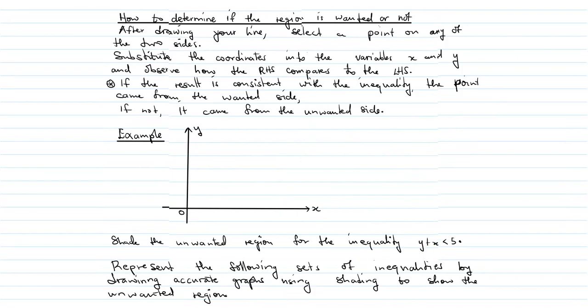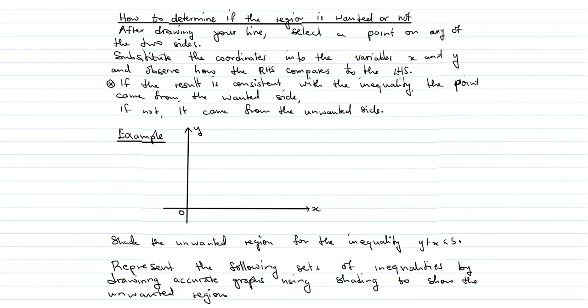You substitute the coordinates into the variables. For the point that you selected, the x coordinate, you put it in place of x. You select your point, you come to the inequality, the x coordinate you put in place of x, and the y coordinate you put in place of y. Then you evaluate.